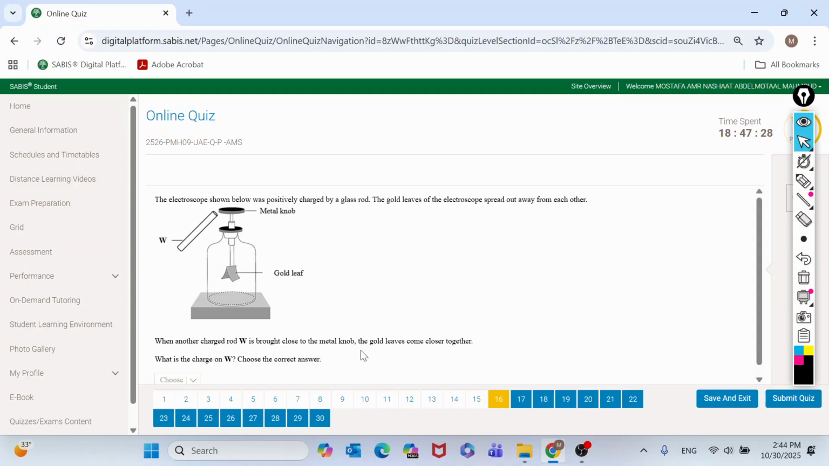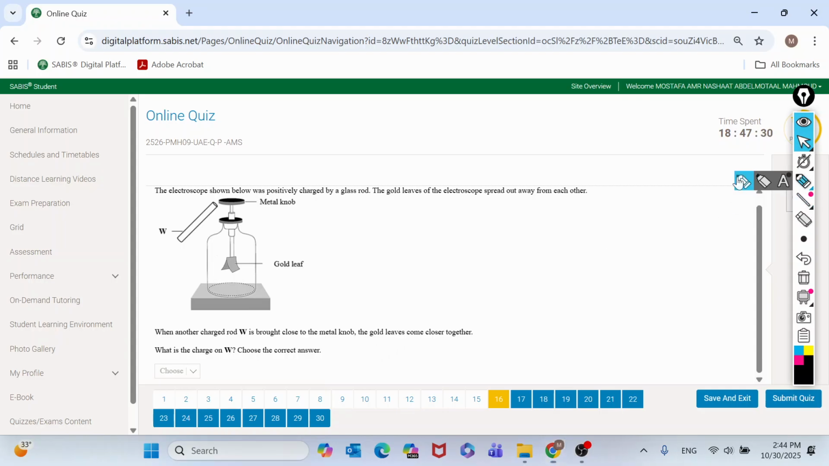Okay guys, so this one, the electroscope was positively charged. So the electroscope, this thing, it's positive, yeah? So then the negative charge, wait, this is positively charged, yeah. So now the electroscope is positive. Oh my god. Guys, wait, let me restart explaining this because I messed up.